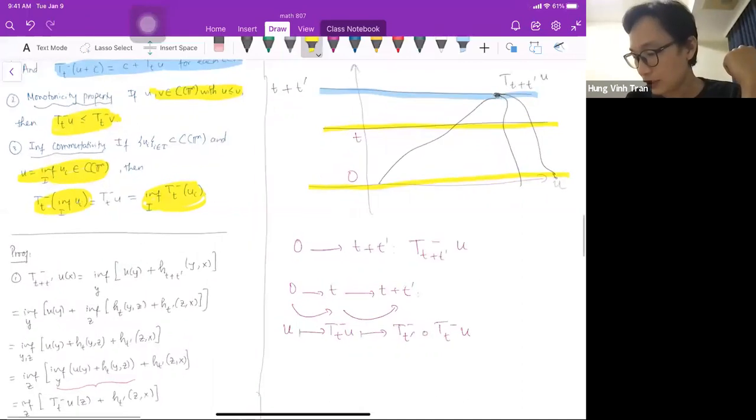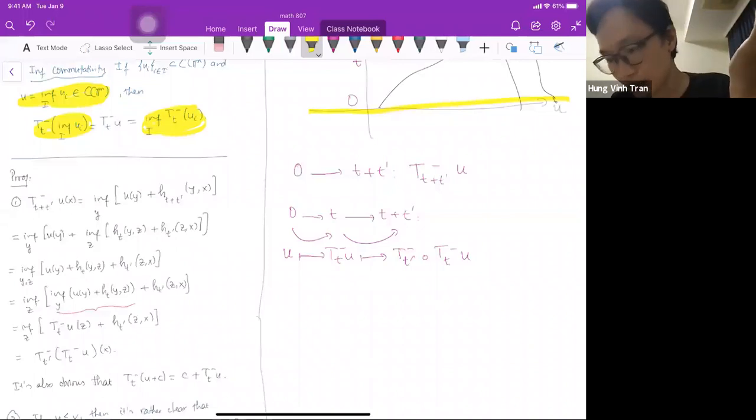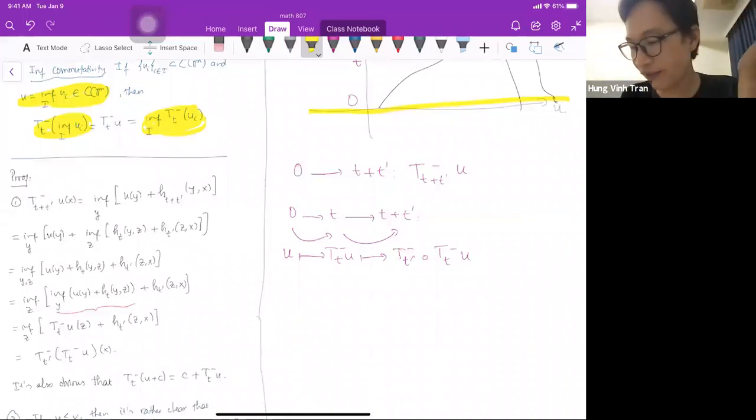All right, so let's do this. The first part we did; I'm just recalling it here from the last part of our lecture last time. But we can just write it down. So it's the infimum over y of u(y) plus h_{t+t'}(y,x), right?